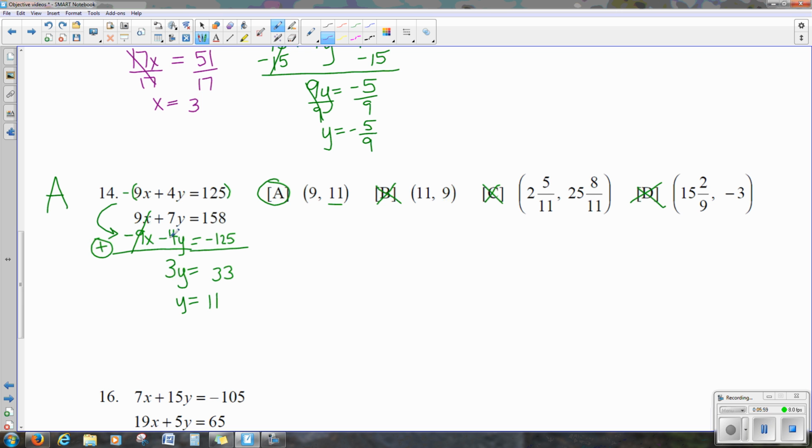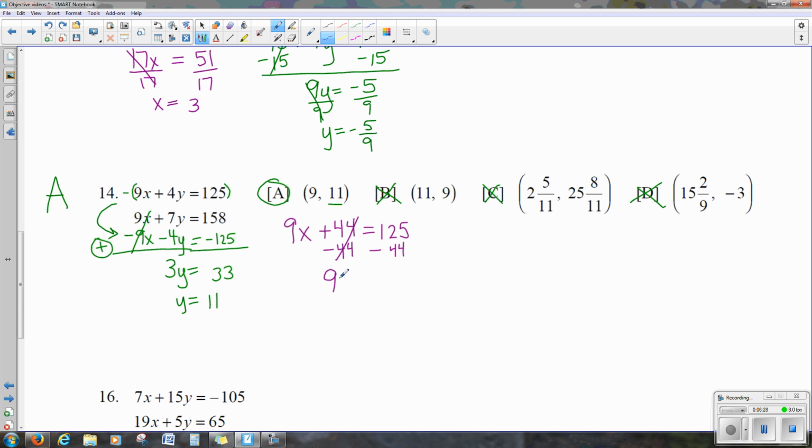So I'm going to take one of these equations. Let's try the one with the slightly smaller numbers. I'm going to use the original version of it. So 9x plus 4y. So 4 times y, which is 11, gives me plus 44. It equals 125. I'll subtract 44.